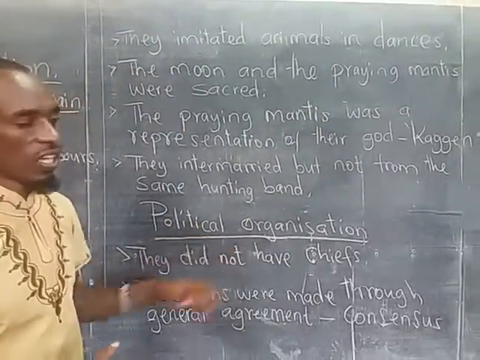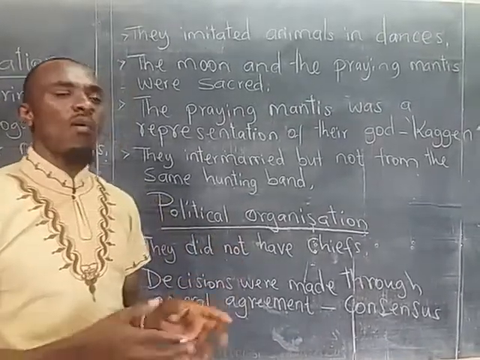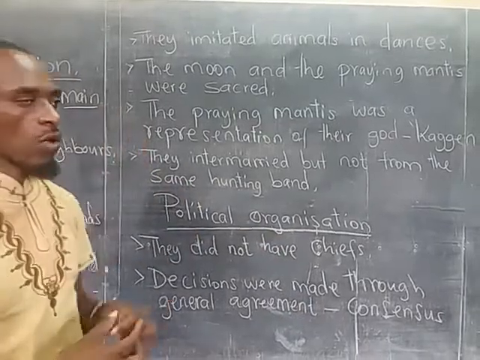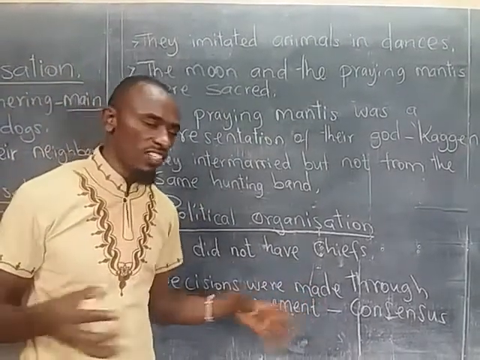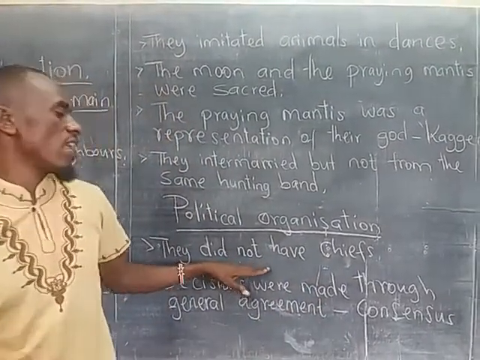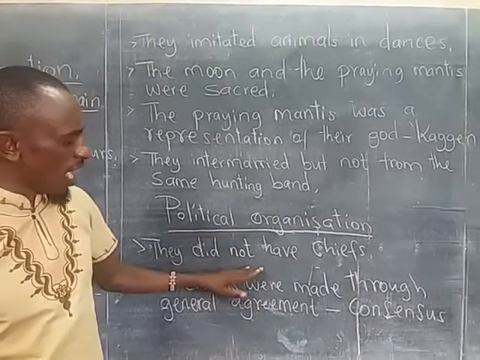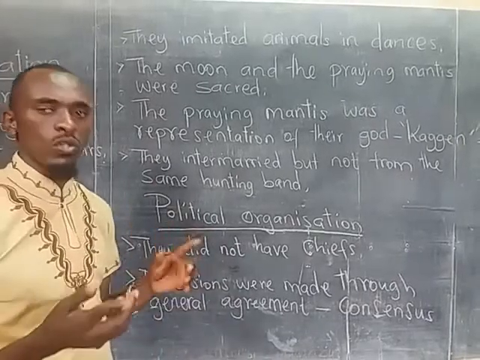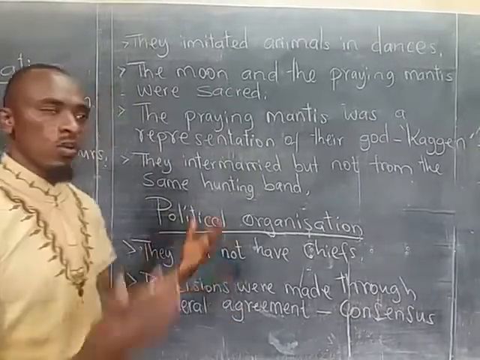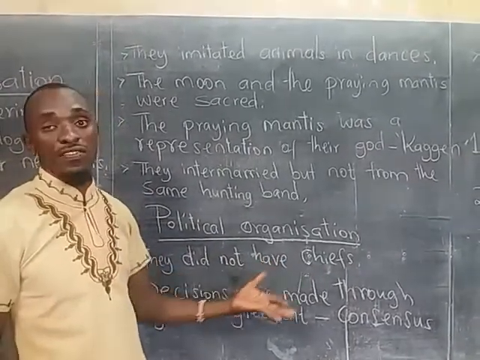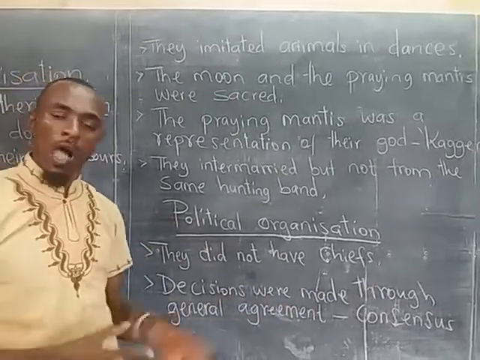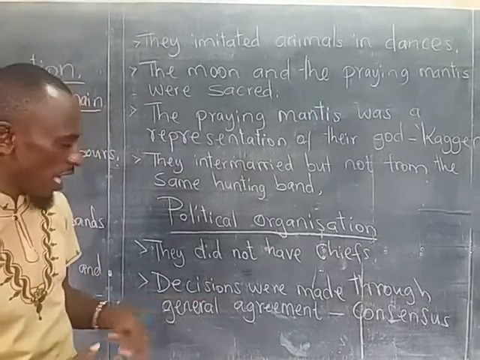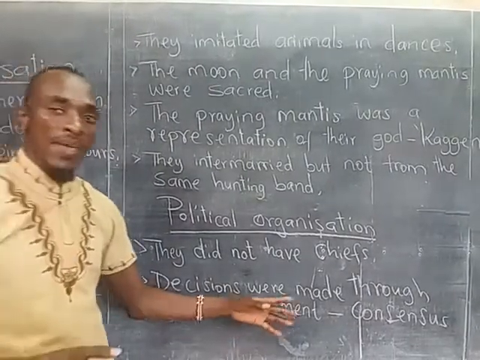So, political organization. How were they governed? When we were talking about the Khoi, we said that they were ruled by hereditary chiefs. But among the San, the leadership was not centralized. There was not one person who had total power or authority. So they did not have chiefs. How did they make their decisions? Every mature adult took part in making decisions.